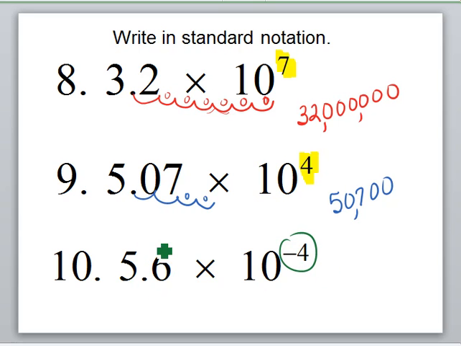This last problem, I have a negative exponent, which is saying I'm multiplying by something very small. So I need to make this number smaller, so I'm going to move it 4 places to the left. 1, 2, 3, 4 places. 1, 2, 3 zeros then. So I have 0.00056. These are all written in standard notation now.